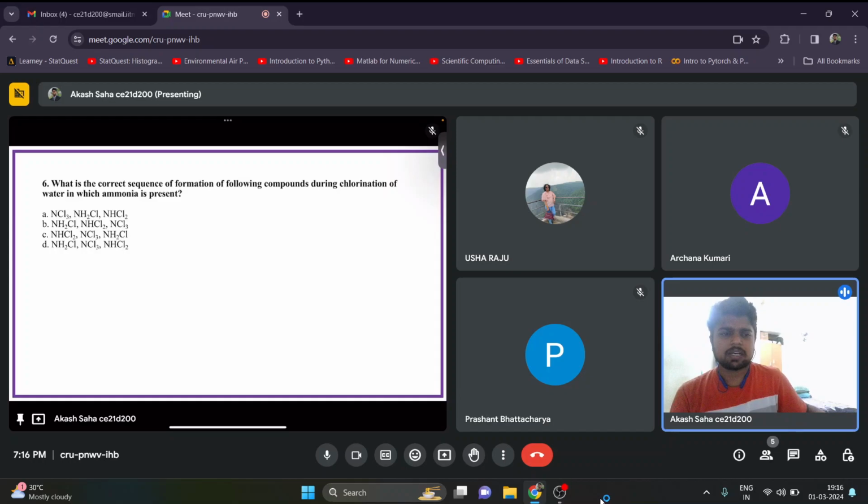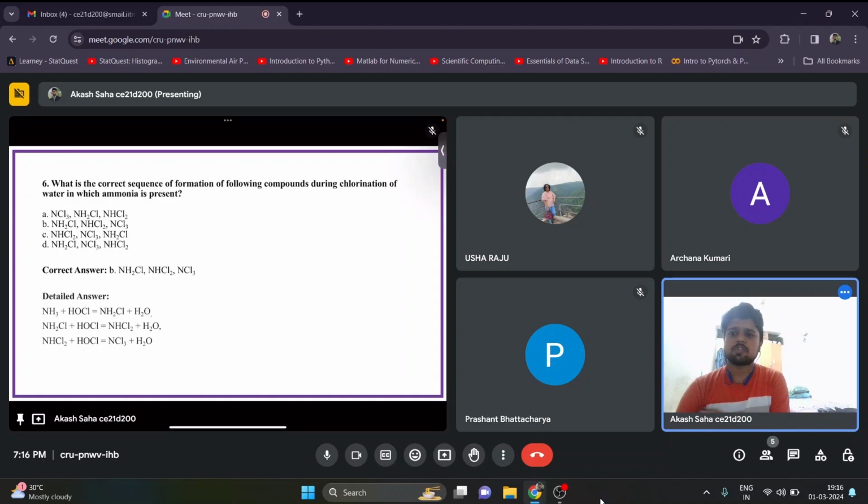So, rightly pointed out, option B is correct. So, we will see how these compounds are formed. If chlorine is added, then we basically find that HOCl or hypochlorous acid is present. Ammonia, after reacting with that HOCl, will first form NH2Cl. One of the hydrogens will get removed and some chlorine will get added. So it is NH2Cl. Then again it will react with HOCl.